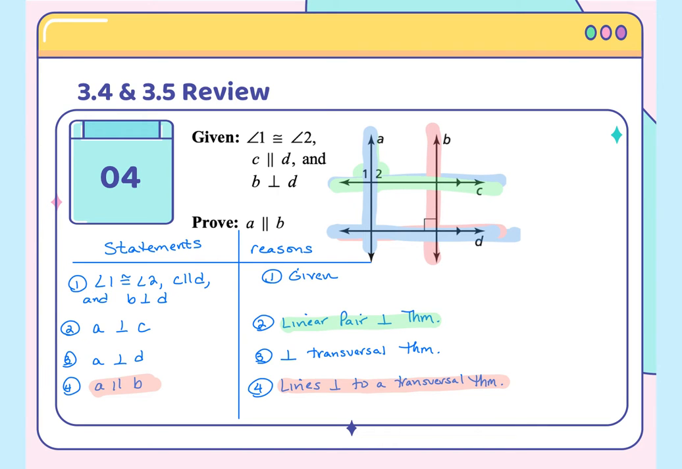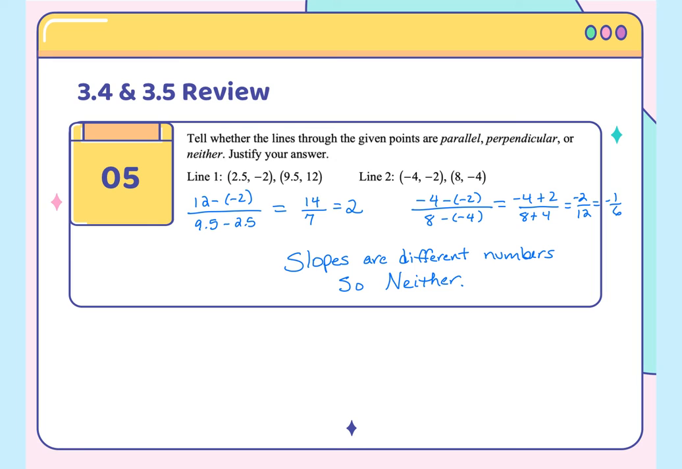Thank you. Okay, 5 said to tell whether those lines would be parallel, perpendicular, or neither. Line 1 had a slope of 2. Line 2 had a slope of negative 1/6. So these are neither. Remember, they have to be the same to be parallel. They need to be opposite reciprocals to be perpendicular.